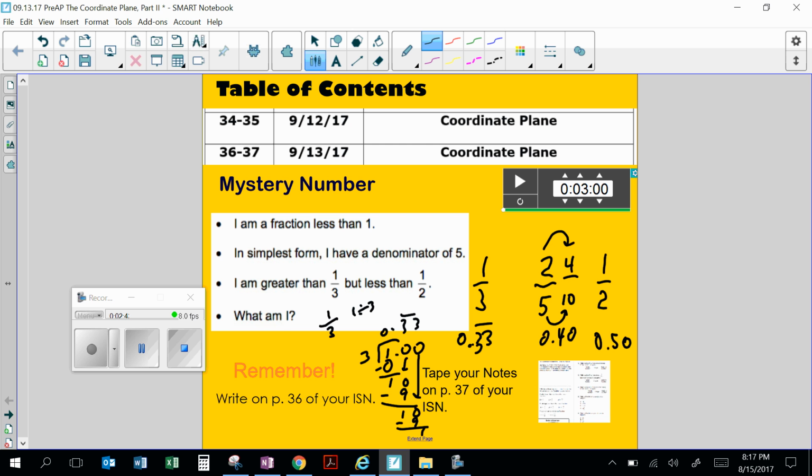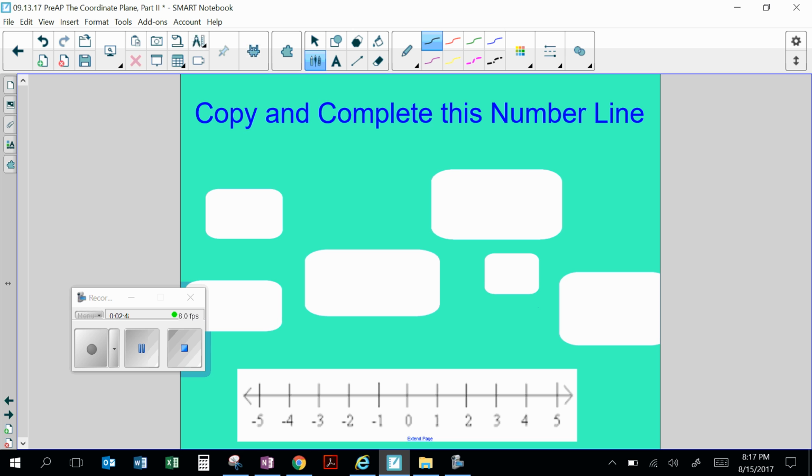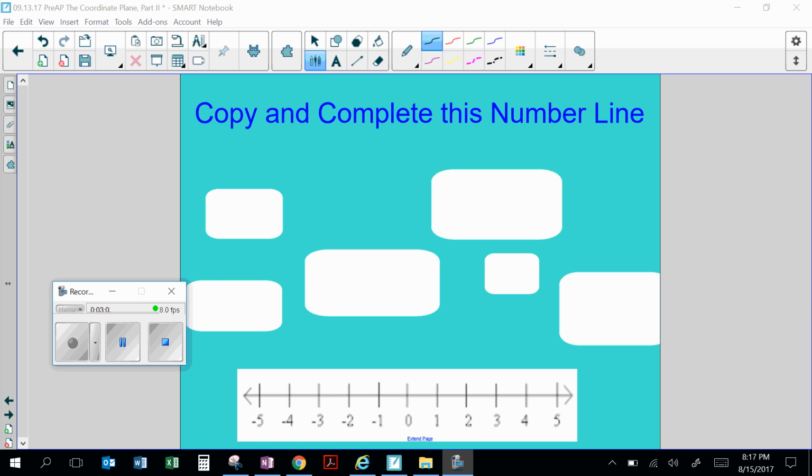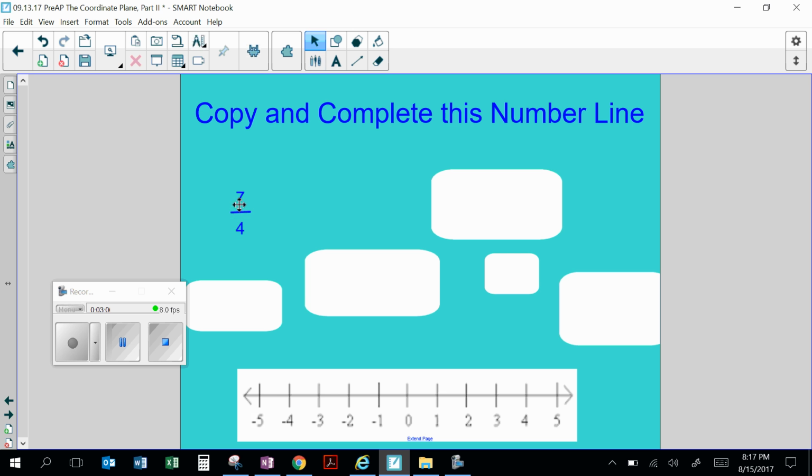There are different strategies on how to get that. You could use a pictorial model, or use least common denominator. It's your choice. So I'd like you, with your dry erase marker on your table, to draw this number line that ranges from -5 to 5. Then I'm going to uncover, and you're going to find these somewhere on your number line. First one, 7/4. Where would you put 7/4?